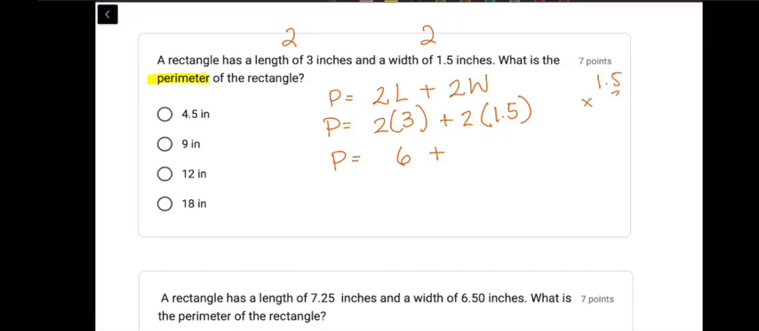So this would be 6 plus 1.5 times 2. That would be 10. Carry the 1. That would be 2 plus 1 is 3. 1 number behind my decimal point, 1 number behind my decimal point. So here it would be 3. And finally, you add these two values together, and the perimeter is equal to 9 inches, which would make the answer B.